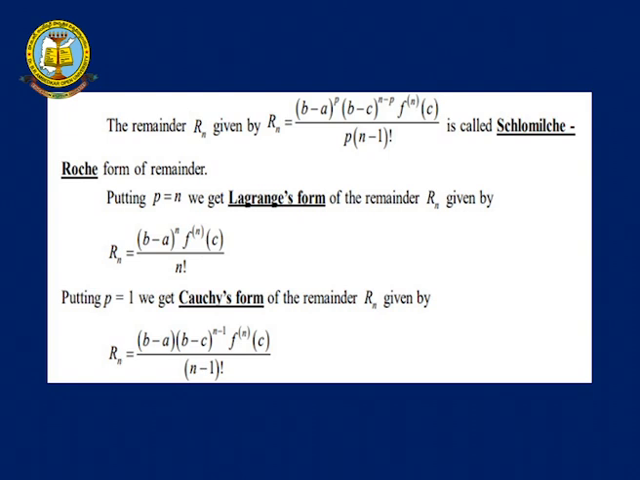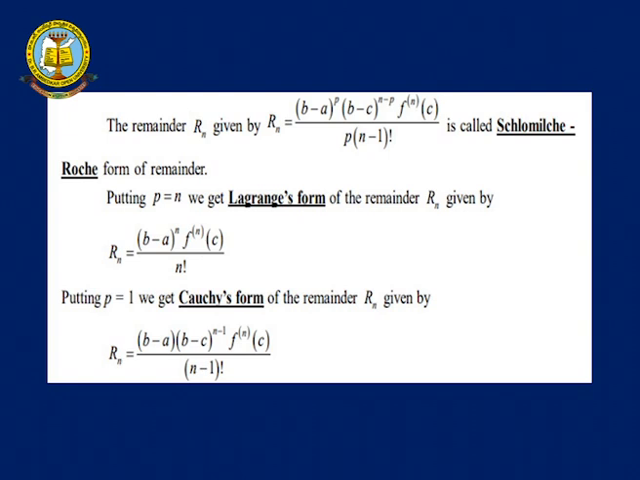So, in place of Rn we substitute p equal to n in our remainder and we get the Lagrange form of the remainder Rn, and if you substitute p equal to 1 we get the Cauchy form of the remainder Rn. Same thing in the formula: the remainder Rn is there, if you substitute p equal to n, that is the Lagrange form of the remainder, and if you substitute p equal to 1, that is the Cauchy form of the remainder Rn.